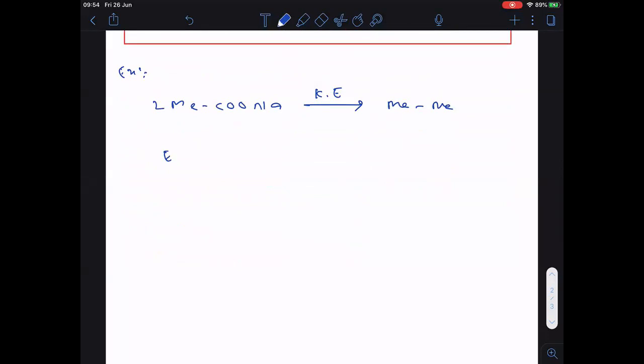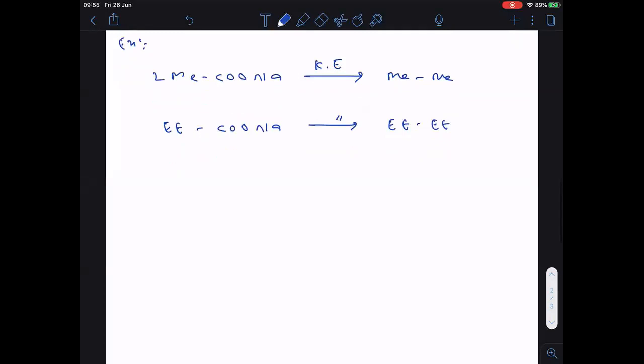Followed. Now here, if I take now EtCOONa when subjected to Kolbe electrolysis, then here we will get Et–Et. Completed.